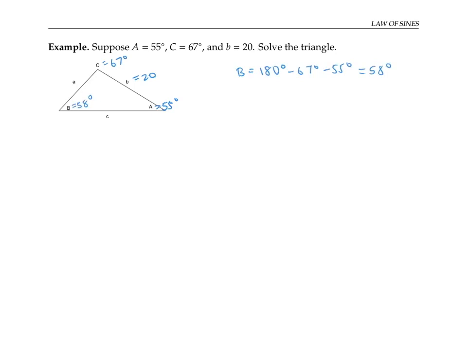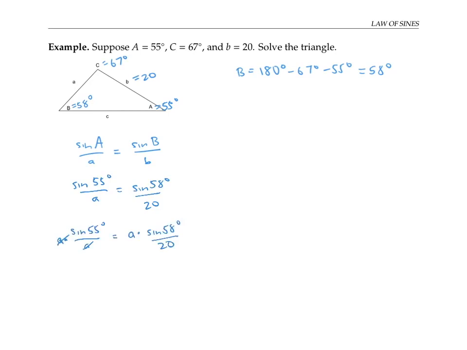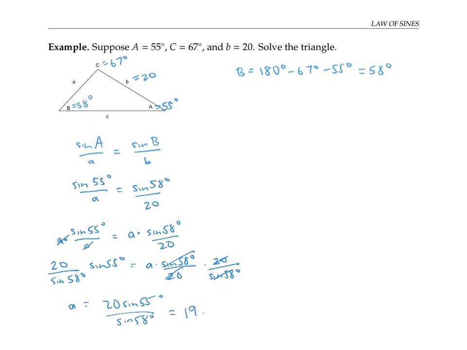Now I can use the law of sines to find my remaining side lengths. To find side A, I'll use the fact that sine of angle A over side length A is equal to sine of angle B over side length B. Since I already know three of these quantities, angle A, angle B, and side length B, I can plug in and solve for the unknown side length A. To solve, I'll multiply both sides by A, and then multiply both sides by 20 over the sine of 58 degrees. That gives me that A is equal to 20 sine 55 over sine 58, which works out to 19.32.